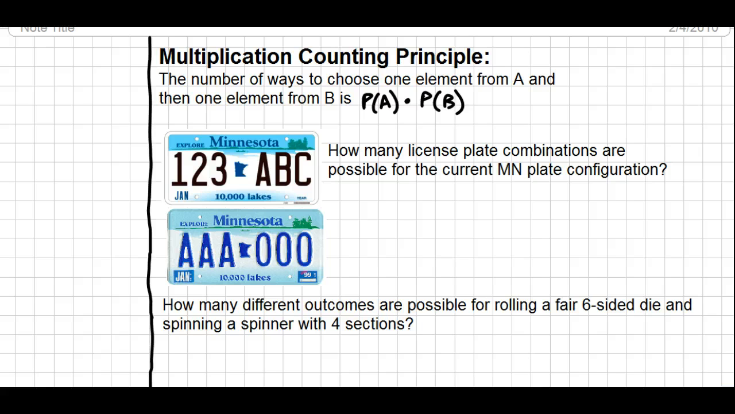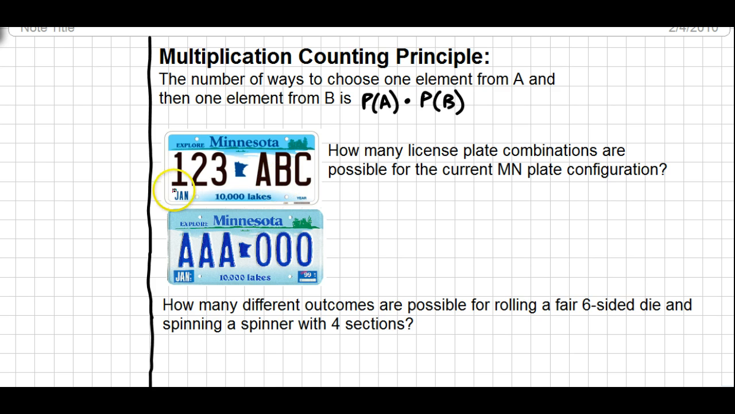Most of the time when I teach kids how to decide when to use the MCP, I tell them to think about whether or not it's a license plate question. In the state of Minnesota, when they generate a license plate for each individual vehicle, they use combinations of letters and numbers.